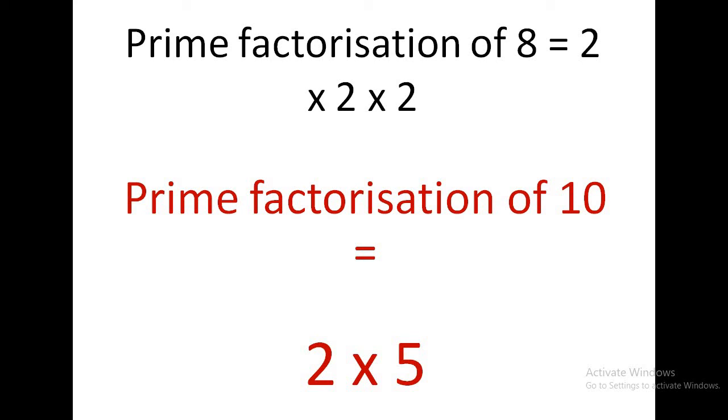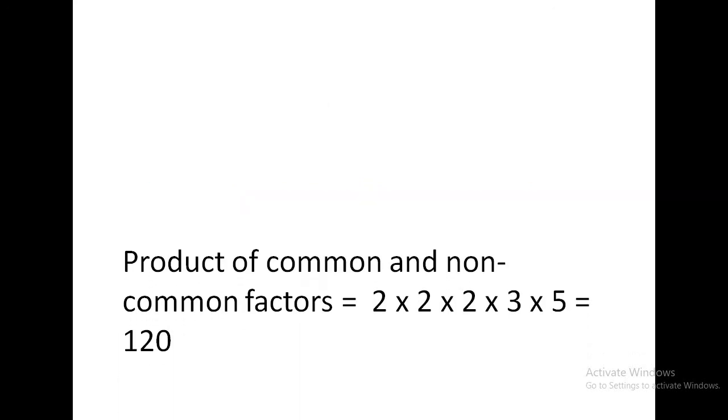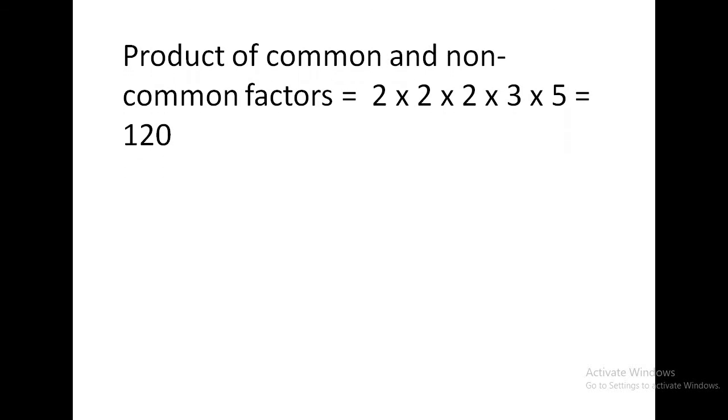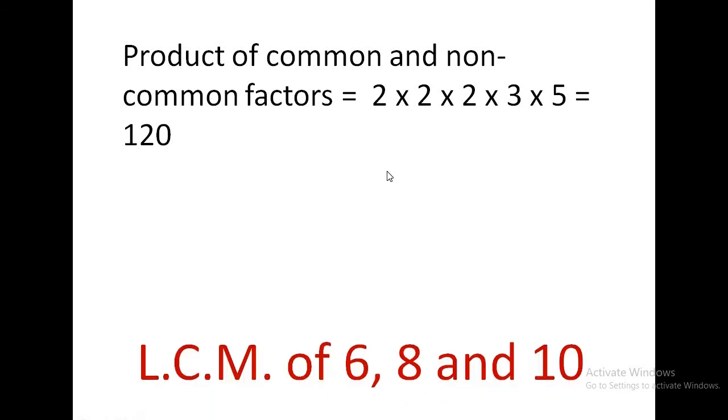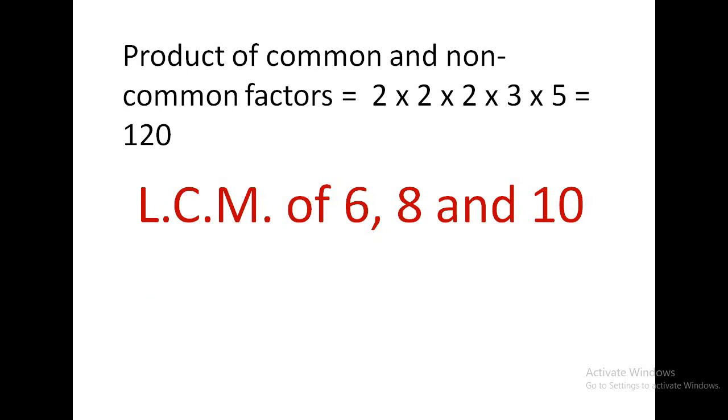Now find all the common factors. And then find the product of common as well as non-common factors. So 2 multiplied by 2 multiplied by 2 multiplied by 3 multiplied by 5. These are all the common and non-common factors. So 2 times 2 is 4, 4 times 2 is 8, 8 times 3 is 24, and 24 times 5 is 120. So 120 is the LCM of 6, 8 and 10.